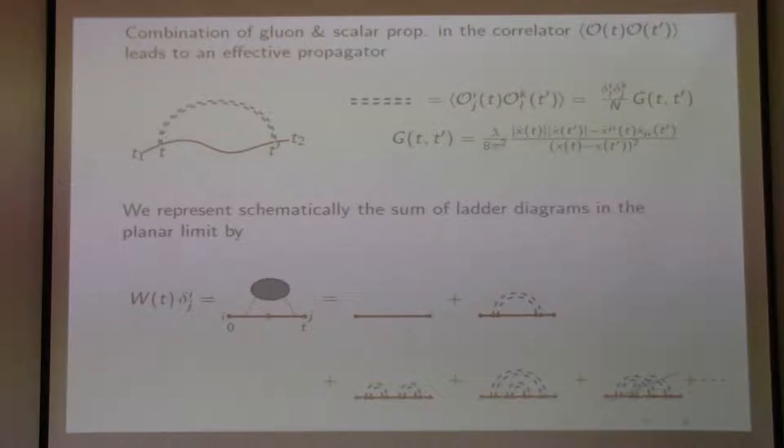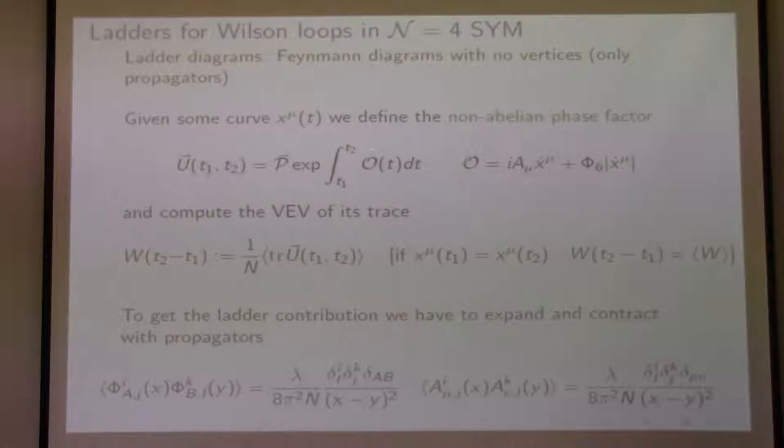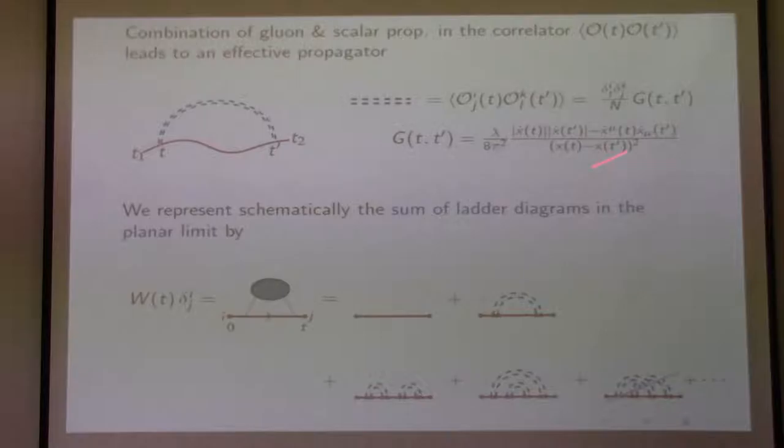In that formula, the first term comes from scalars and the second term comes from the gauge boson? Exactly, right. Let me go back. The scalars are coupled with the absolute value of x dot, and the gluons are coupled with x dot. So this came from the scalars and this from the gluons. And the sign has to do with this i.